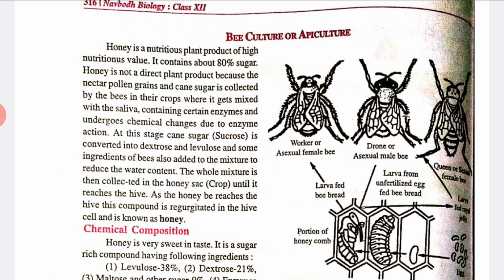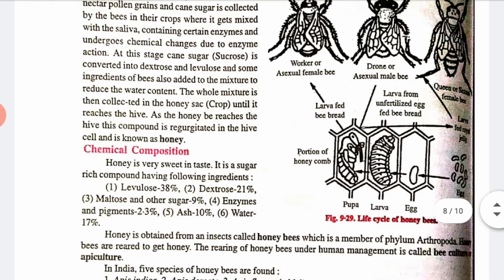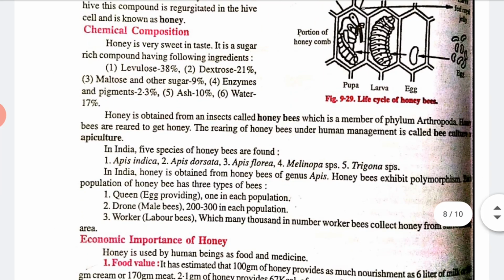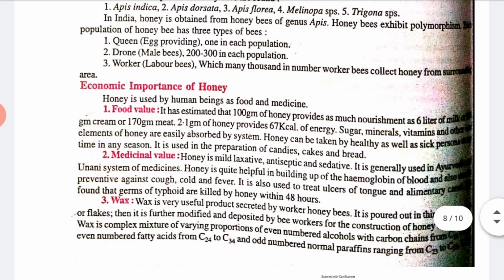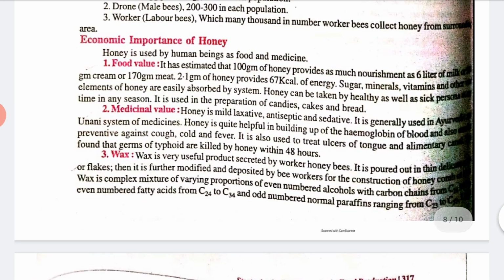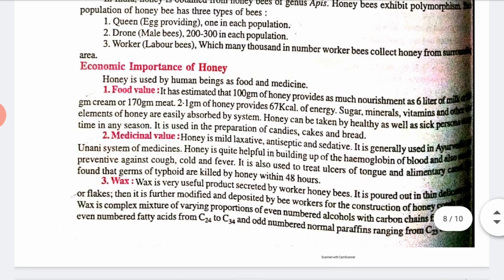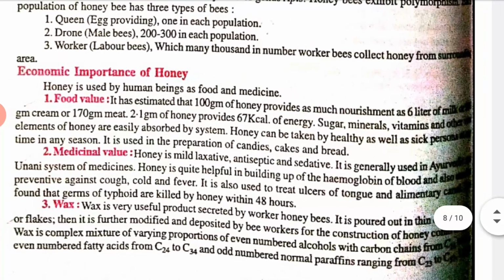As the honey bee reaches the hive, this compound is regurgitated into the hive cells and is known as honey. So this is all about bee culture, or apiculture. We have some economic importance of honey. So what is the economic importance of honey?